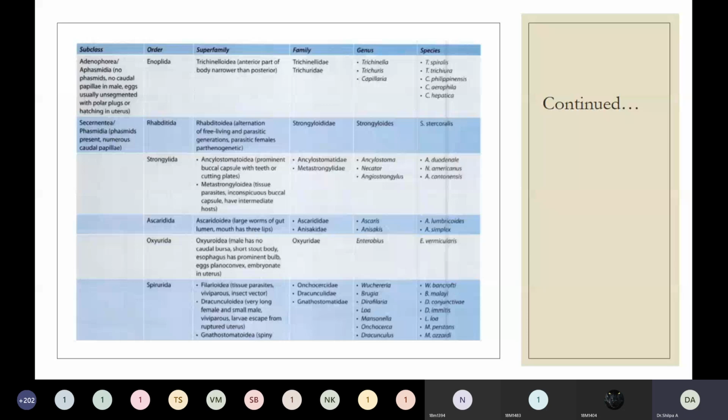Okay, under family Onchocercidae, you have Wuchereria bancrofti, Brugia malayi, Dirofilaria conjunctivae, Loa loa, and Mansonella perstans and Mansonella ozzardi. Under Dracunculidae, you have Dracunculus medinensis, and under Gnathostomatidae, you have Gnathostoma species. So these are the various species you are going to come across again in your individual classes. So this was about your classifications and general characteristics of the nematodes.